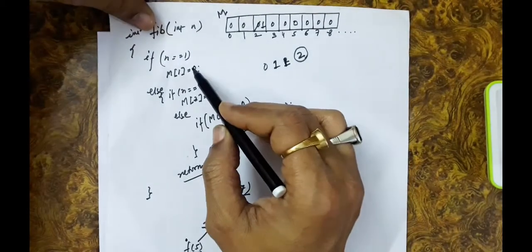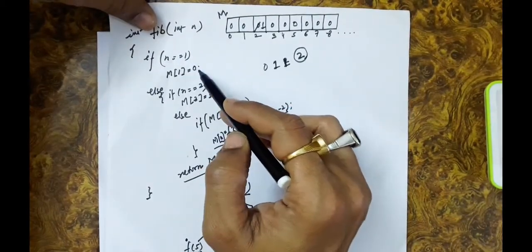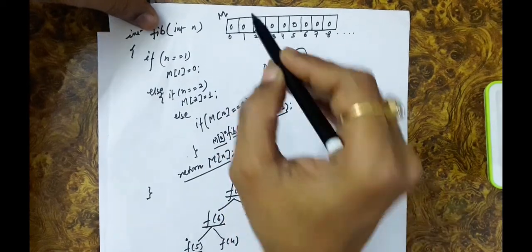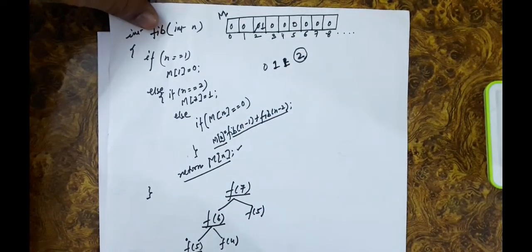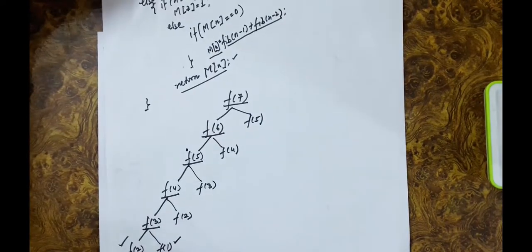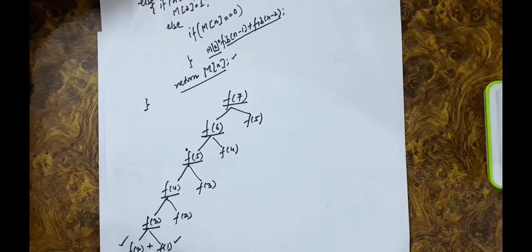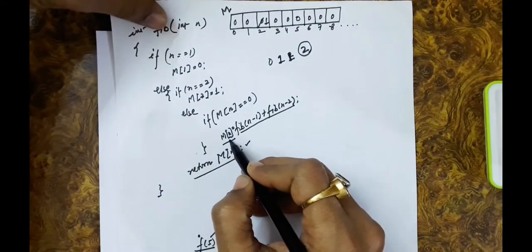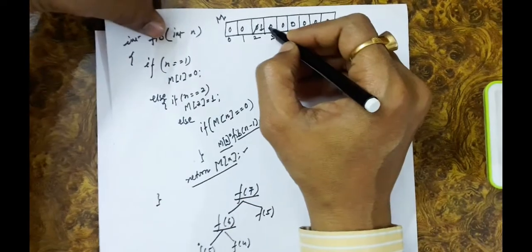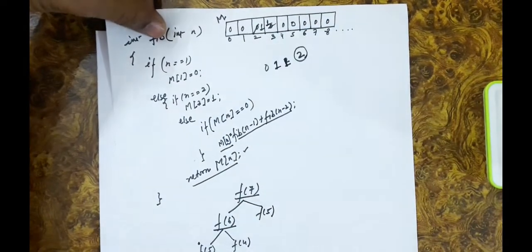So f1 is saying that n is 1, base condition, the value of m1 will be set as 1, and then finally we will return this m1. Then we have found the value of f2 and f1 both. Let us add these two and set this as m3. That means m3 is now set as 0 plus 1, that is 1.